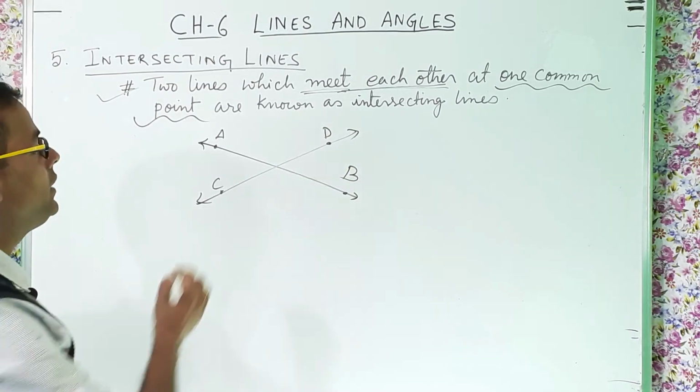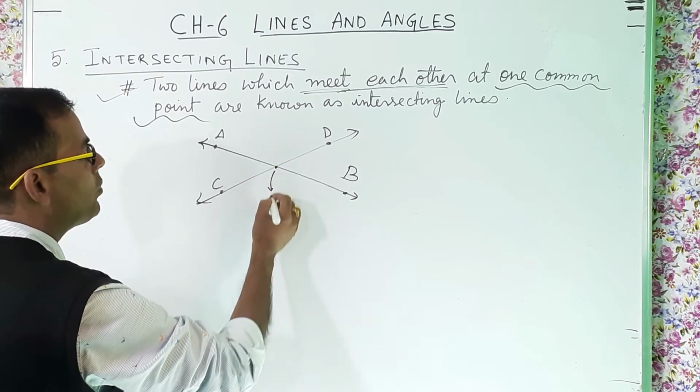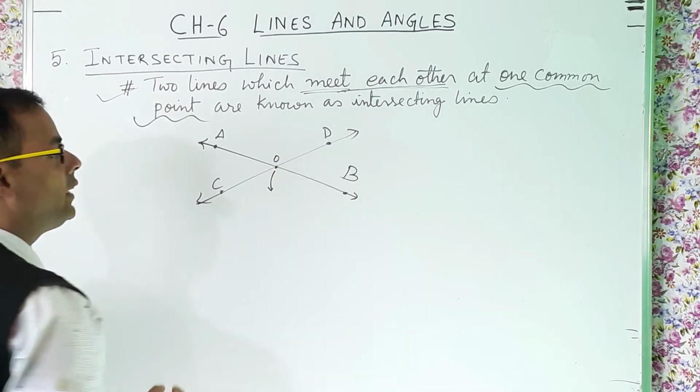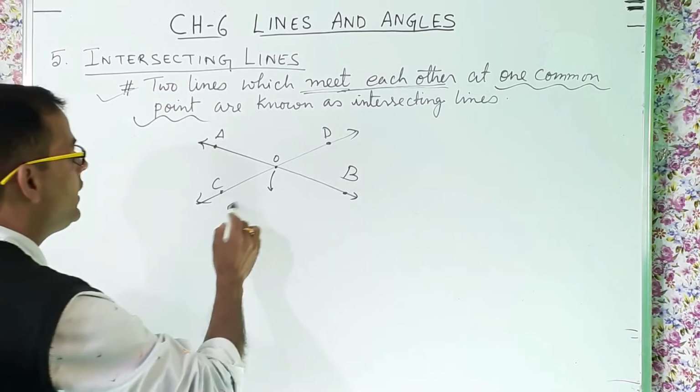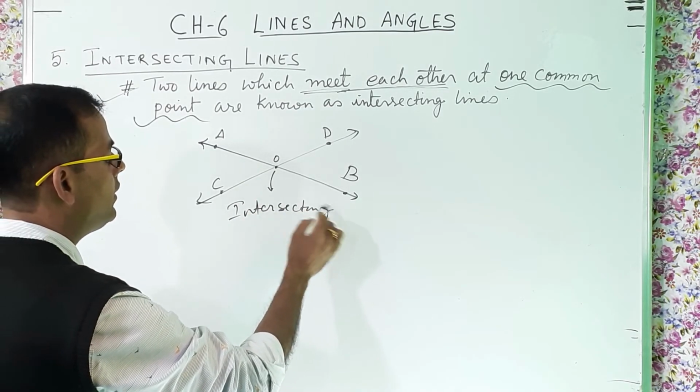So, now they are meeting at one common point. This is the common point, and suppose I name it O. Then they are known as intersecting lines.